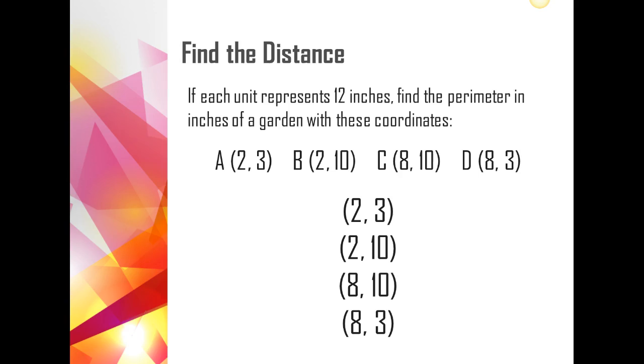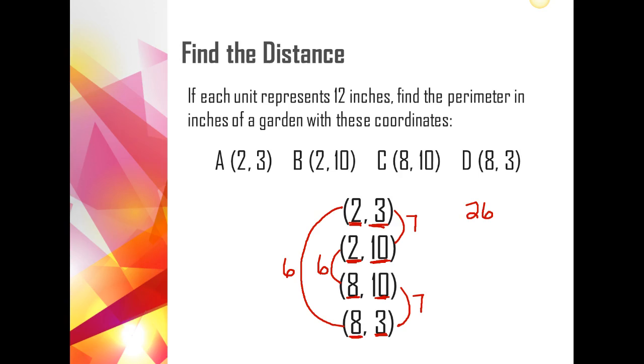First, let's go from A to B. The x values haven't changed, but the y values have. The difference between 3 and 10 is 7, so it is 7 units from A to B. From B to C, the x value has changed by 6 units. From C to D, the y value has changed by 7 units. Then to complete our figure, we have to remember to go from D back to A. The x value from D to A changed by 6 units. When we add these four sides, we find that the perimeter of the garden is 26 units.